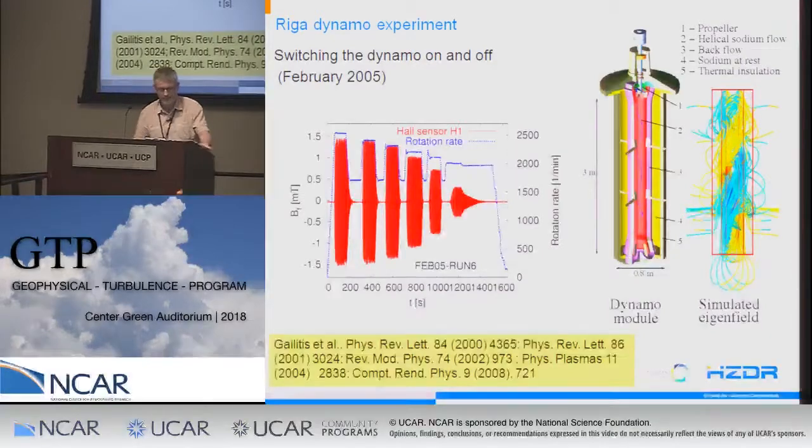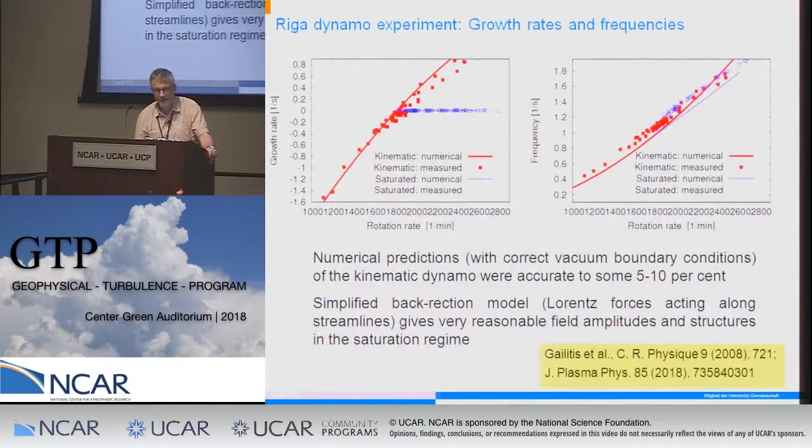Here is one from February 2005. You see that we can switch the dynamo, the magnetic field, on and off at will, by going with the propeller above and below the critical rotation rate. So we have done, of course, a lot of numerics and simulations for this, both on the growth rates, frequencies, and the structure of the field.